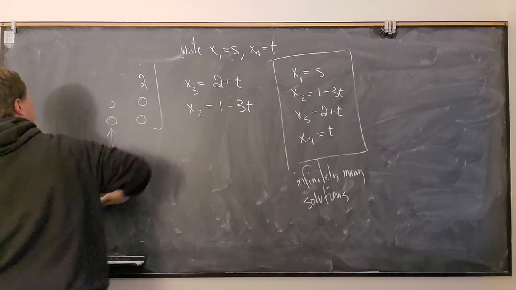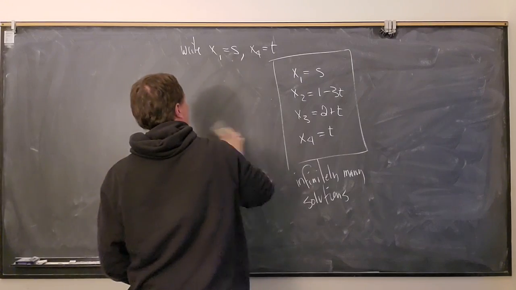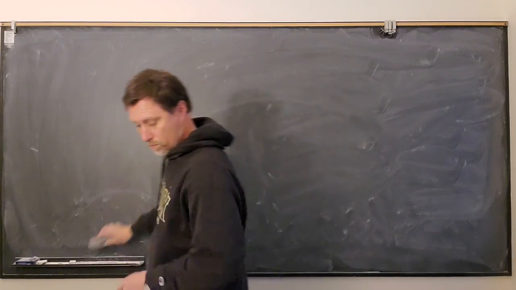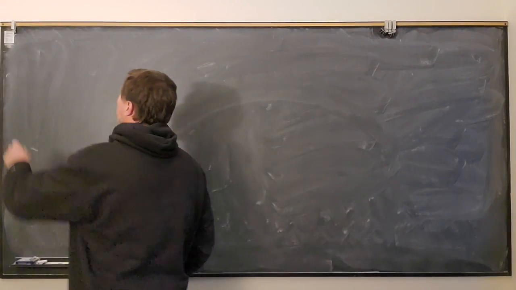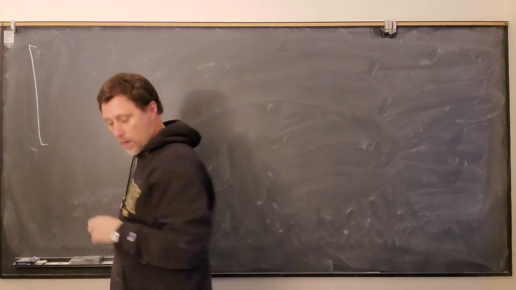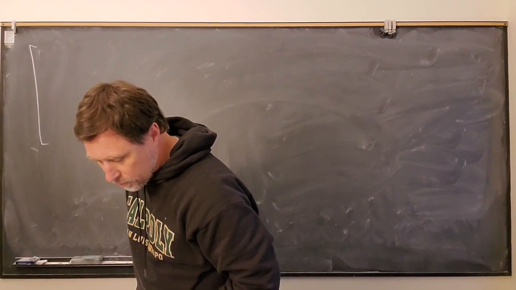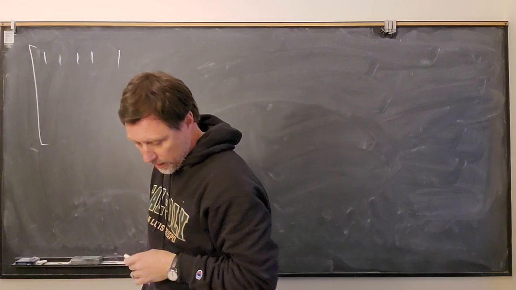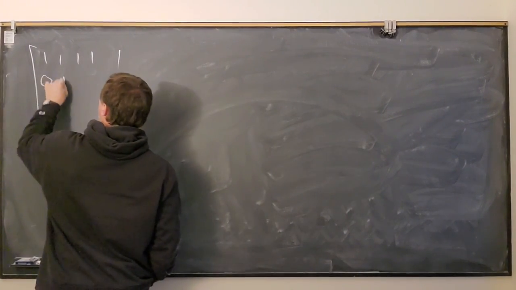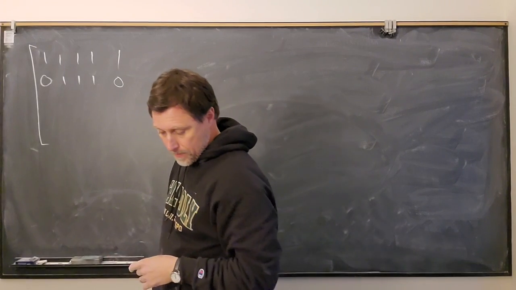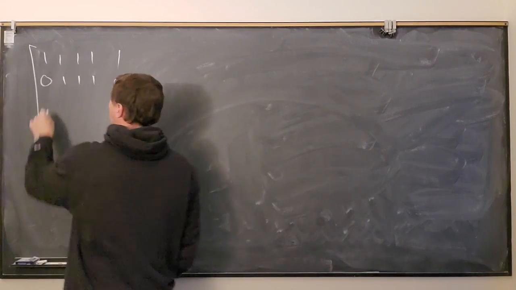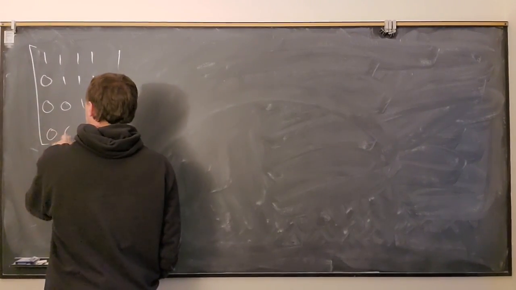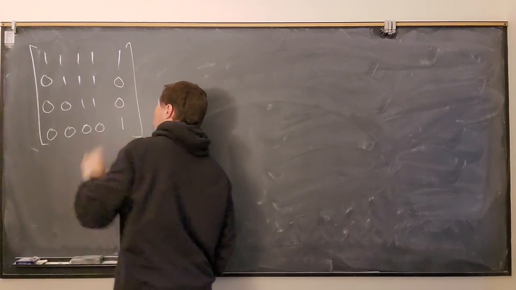All right, let's try one more example. Okay, so let's say now our augmented matrix looks like this. The first row, all ones. 1, 1, 1, 1, 1. Next row, 0, 1, 1, 1, 0. 0, 0, 1, 1, 0. And then the last row, 4 zeros followed by a 1.